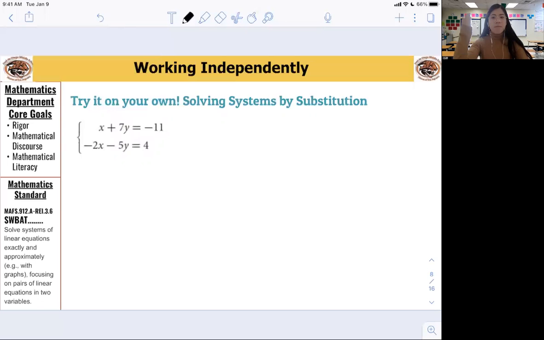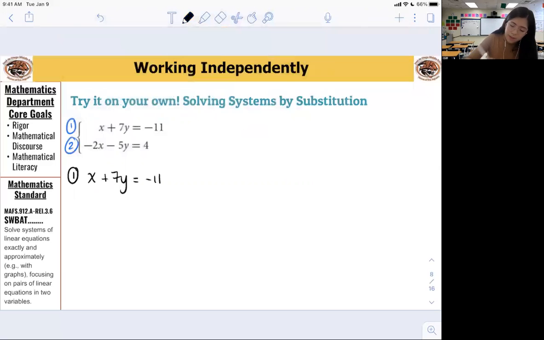So I'm solving this system. I need to get a variable all by itself. Which variable looks like a good candidate? In the first equation, which variable can I get all alone? X. So I have x plus 7y equals negative 11. I'm trying to get x all alone, so I subtract 7y. This gives me x equals negative 7y minus 11. Both of those are negative.